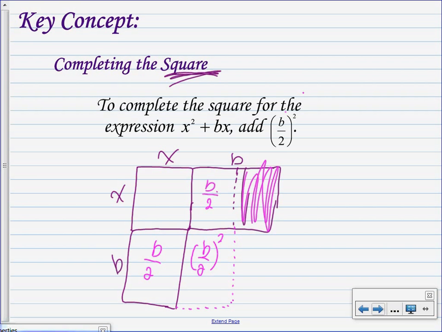Yes, we always cut b in half. So b is whatever is with x. So I'm always going to cut it in half and square it. Always. No, you do not have to draw the picture. And I know my picture really sucked because it probably needs to be about this much shorter. Yes. And then you would square it. Okay, yeah, which we're going to do right now. Very good.